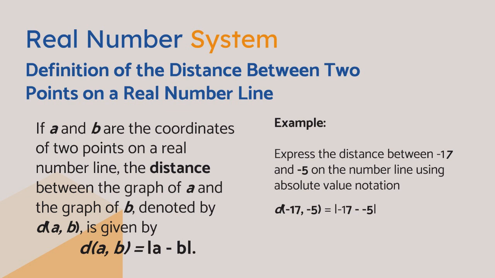What if you would like to set negative 5 to be a instead, and negative 17 to be b? That is the purpose of the absolute value notation. It ensures that even if you interchange the numbers, you'll get the same value for the distance. So that's why we're using it.